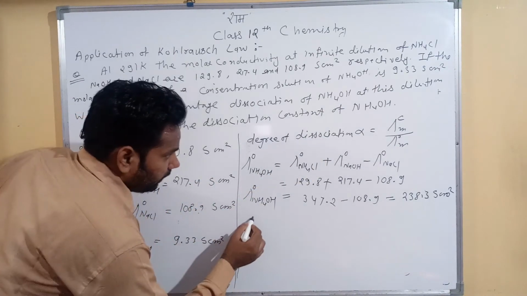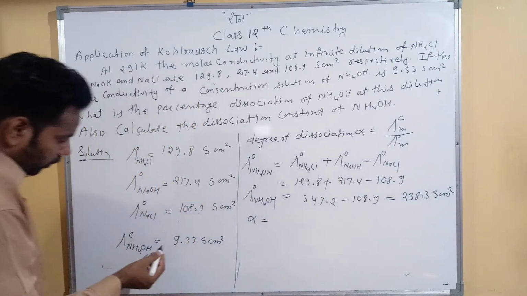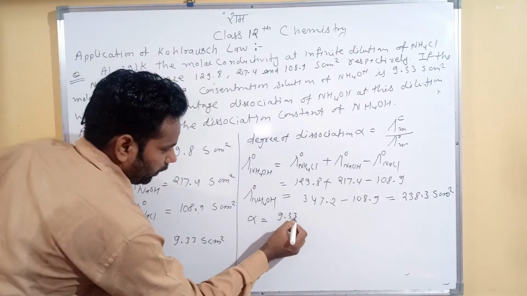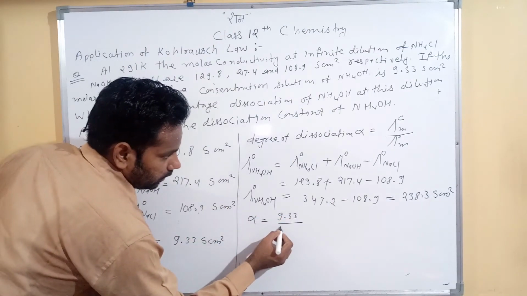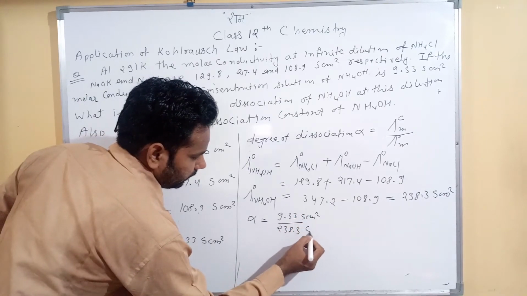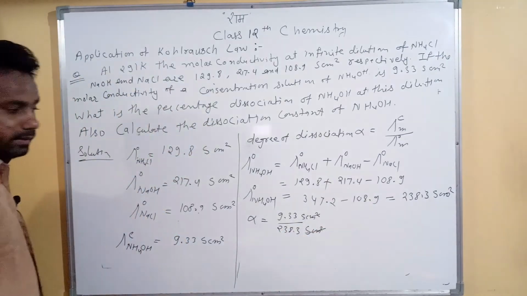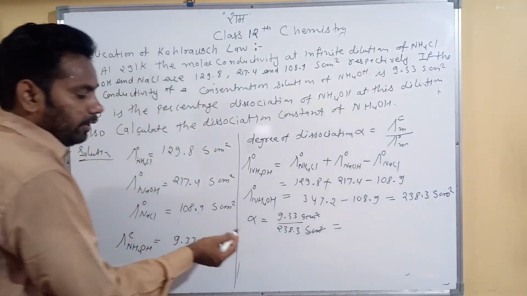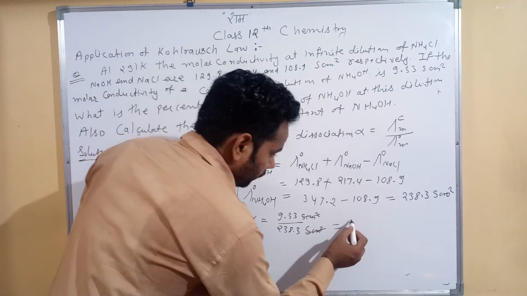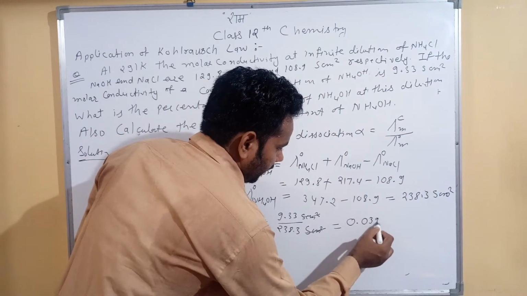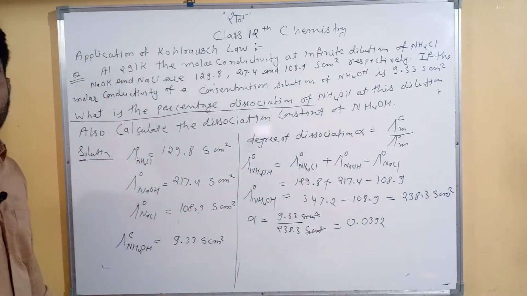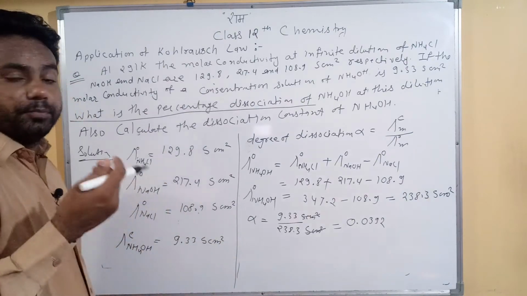So alpha is equal to, now I put in the molar conductivity at the given concentration, 9.33, upon the limiting molar conductivity 238.3, Siemens centimeter square upon Siemens centimeter square. So both cancel each other, so the degree of dissociation has no unit. So now I solve it. The answer is 0.0392. But in the question, it asks for the percentage dissociation of NH4OH, and this is only the degree of dissociation.